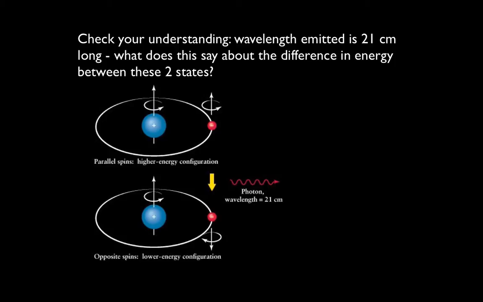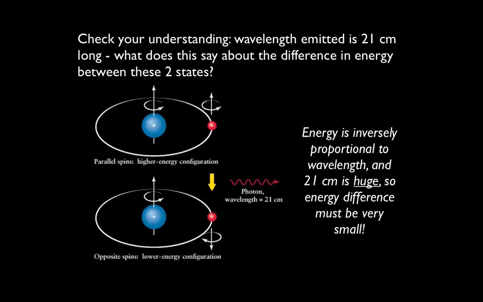Now, you guys know that for a photon, the wavelength and the energy are inversely related, right? So the longer the wavelength is, the smaller the energy of the photon. So this is a very, very long wavelength, so the energy is very, very small. It's a very small amount of energy, which tells you that the energy difference between these two states, between parallel and anti-parallel, must be very small.